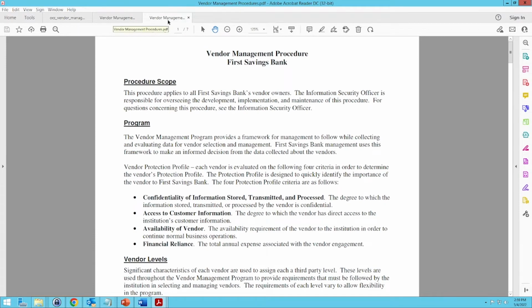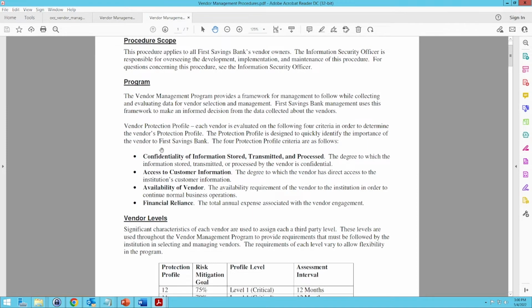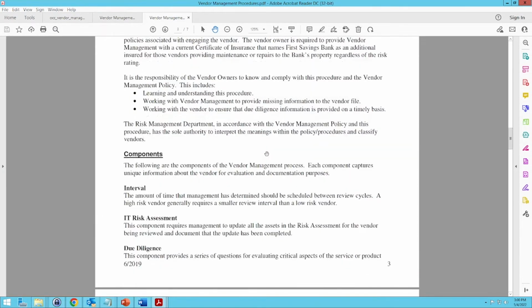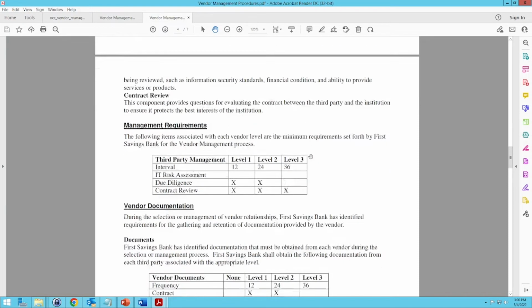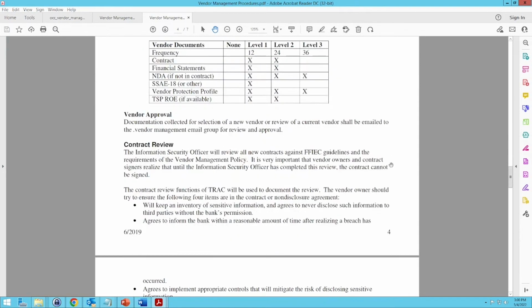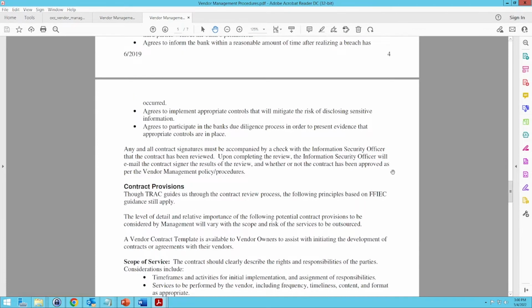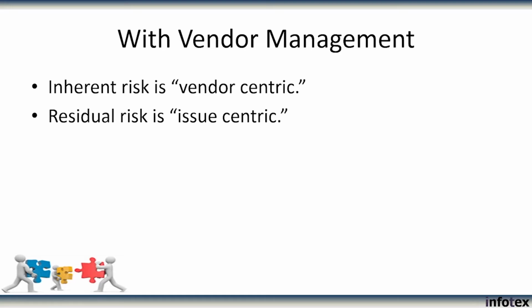The vendor management procedure then is how we actually accomplish those objectives in the policy, and basically details the specific actions needed to comply with the policy, fleshing out details on vendor levels, governing threshold, components, managing requirements, vendor documentation, contract reviews, contract provisions, and further information.